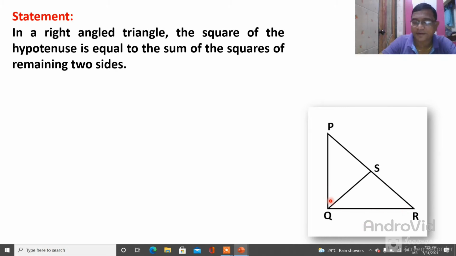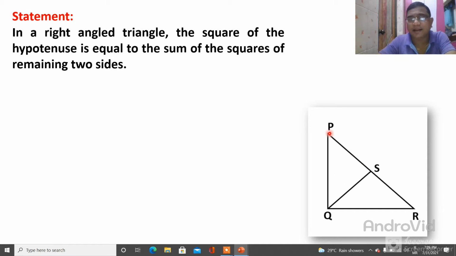This Q is 90 degrees. Okay. So the side opposite the 90 degree angle is the hypotenuse. Why am I saying this to you? Because 75% of students don't know which is the hypotenuse. If we draw the right angle triangle and ask the students which is the hypotenuse, their answers are totally different. So remember my students, the side opposite the 90 degree angle is the hypotenuse. So this Q is the 90 degree angle, so the opposite side is PR, so PR is the hypotenuse. Okay, PR is the hypotenuse.